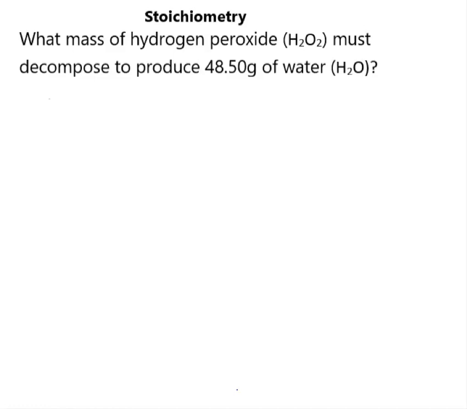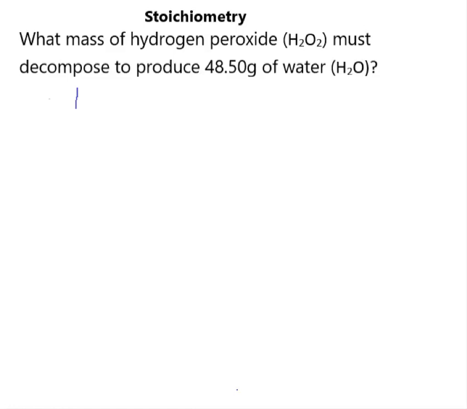In this video, we will do a basic stoichiometry problem. It's going to be a conversion question here. So it says, what mass of hydrogen peroxide must decompose to produce 48.50 grams of water? The very first step is to write a balanced equation.